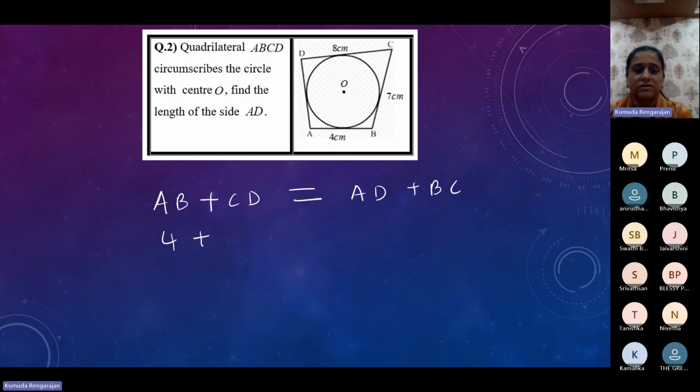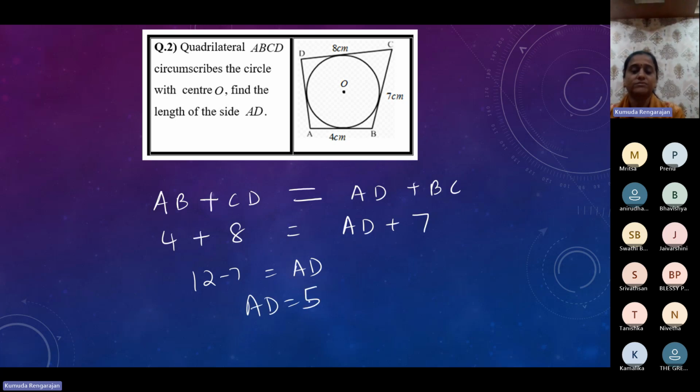So 4 plus 8 is equal to AD, we don't know, plus 7. So 12 minus 7 is equal to AD. So AD is equal to 5. You don't have to prove that result. You can use that result straight away. You can mention that we know that when a quadrilateral circumscribes a circle, the sum of the opposite sides are equal. And then you can write this result, substitute and find AD.